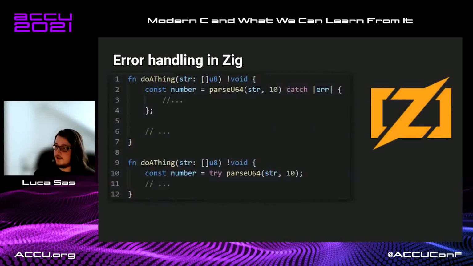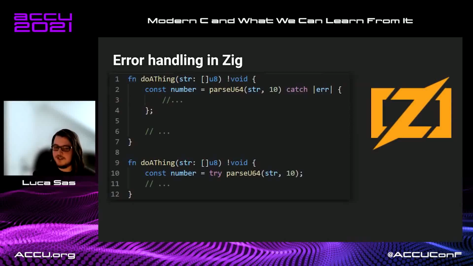And another language called Zig takes this even a bit further. In Zig, this mechanism is actually built into the language instead of being a library feature. So you'll notice in the first function, there's the exclamation mark right next to void. And what that represents is that, hey, this function can return an error. And then we are parsing an unsigned 64-bit integer, and then we're catching an error and handling it directly in the language.